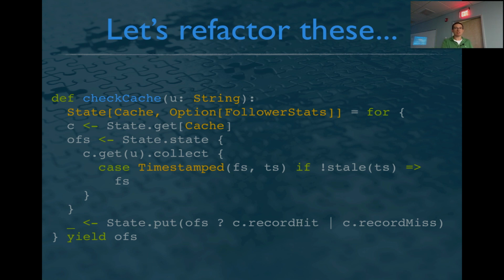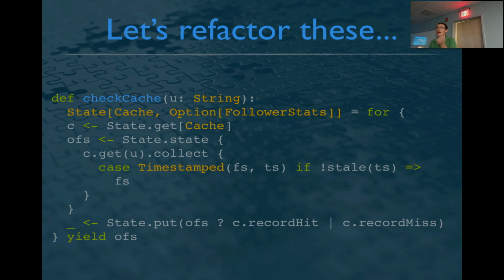I didn't show this, but C.recordHit is a function that I moved to cache that just does that C.copy, hits equals C.hits plus 1. We saw it on the earlier slide, right? That wouldn't fit on this slide. But it's just a copy. It's not mutating the cache at all. The net result of the inside of the call to put there is that if OFS is defined, we get a new cache with hits incremented. Otherwise, we get a new cache with misses incremented.